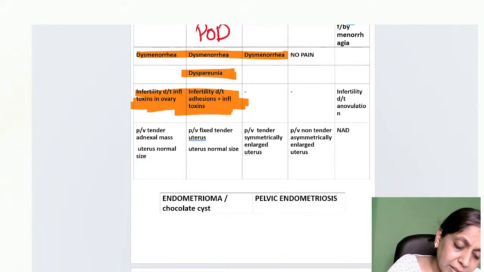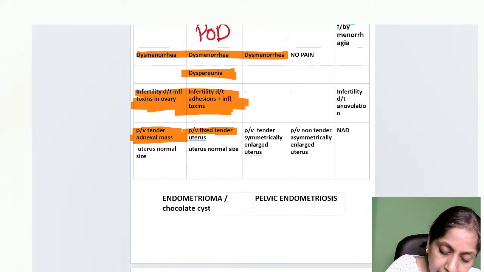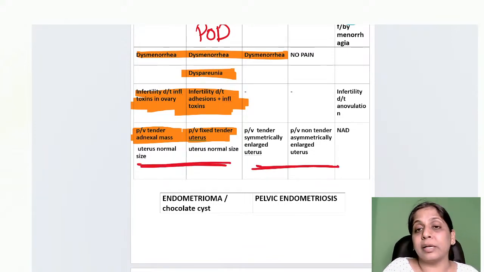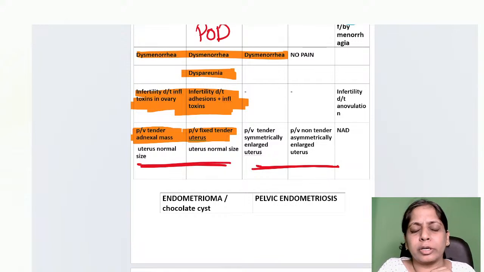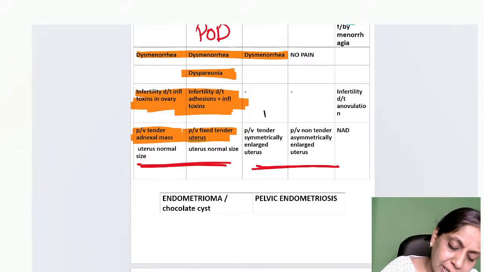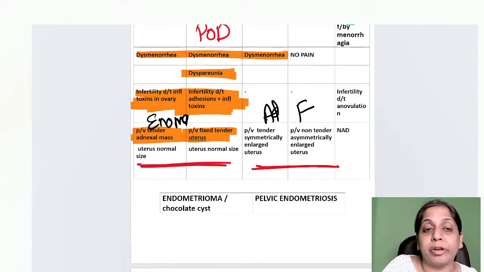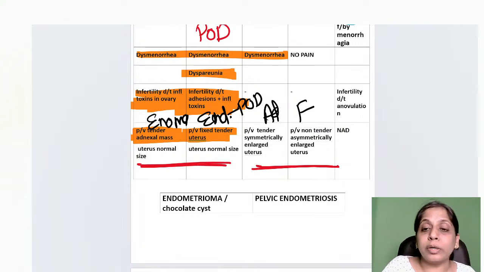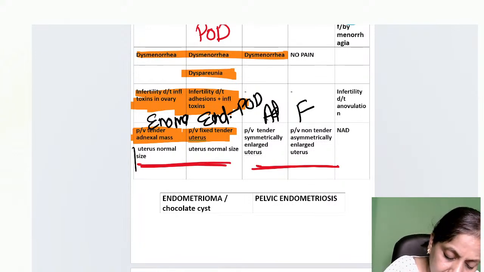Okay, and on PV, wherever there is endometrium, there is a tender adnexal mass, and the uterus size is normal. Whereas in adenomyosis and in fibroid, the uterus is increased in size. In endometrioma, which is endometrium in the ovary, and endometriosis, which is endometrium in the pouch of Douglas, the uterus size will be normal.